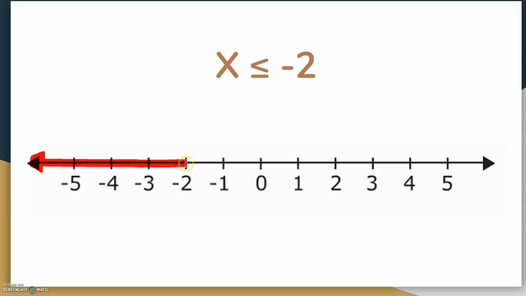And again, we want to go back and look at negative 2. Is negative 2 less than or equal to negative 2? Yes, they're equal to each other. So we want a closed circle.